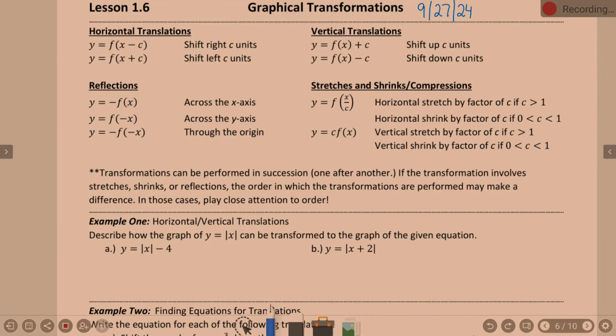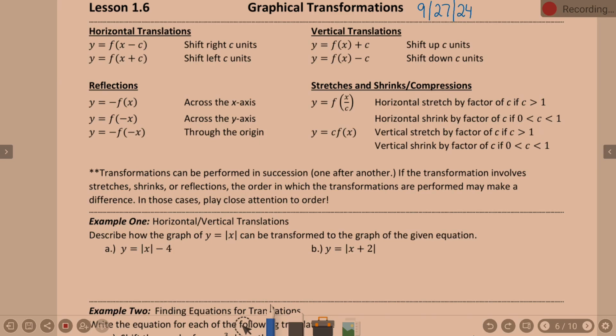1.6 is graphical transformations. We're doing these again because this is review, a lot from third year, Algebra 2. Say, do we use these in Geo? You might see them in Algebra 1, I think that's what I'm thinking. But yeah, so this is review.